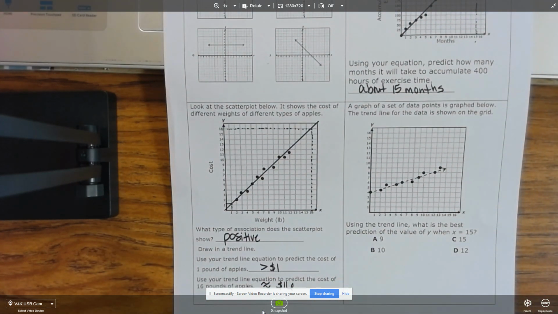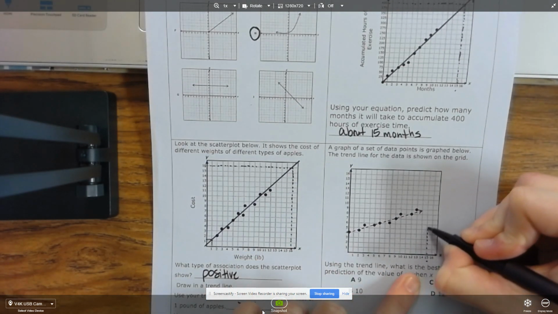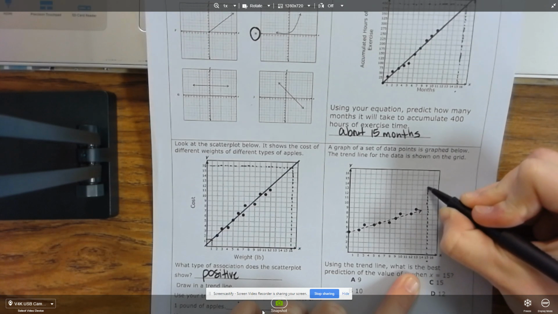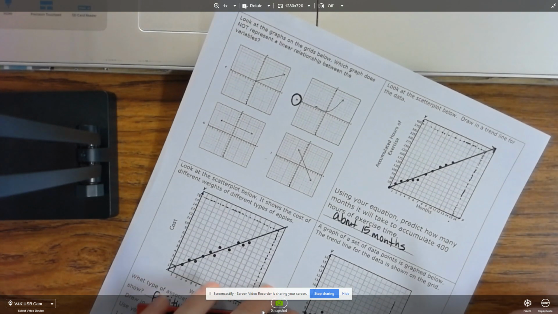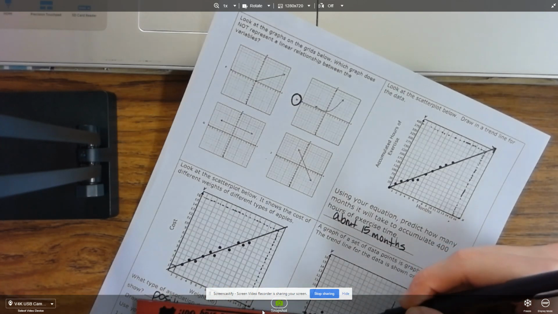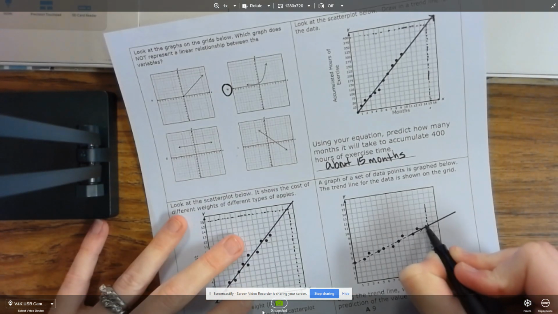And then the last one, it says a graph of a set of data points is graphed below. The trend line for the data is shown on the grid. Using the trend line, what is the best prediction of the value of y when x is 15? So we're looking for when x is 15. So you can see our trend line doesn't cross that yet, but we can extend that trend line where it does cross.